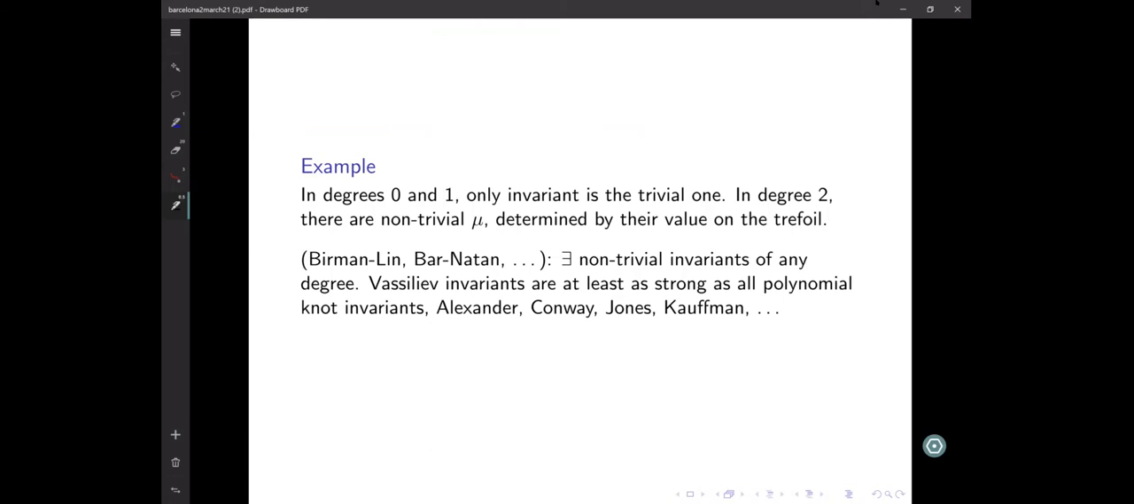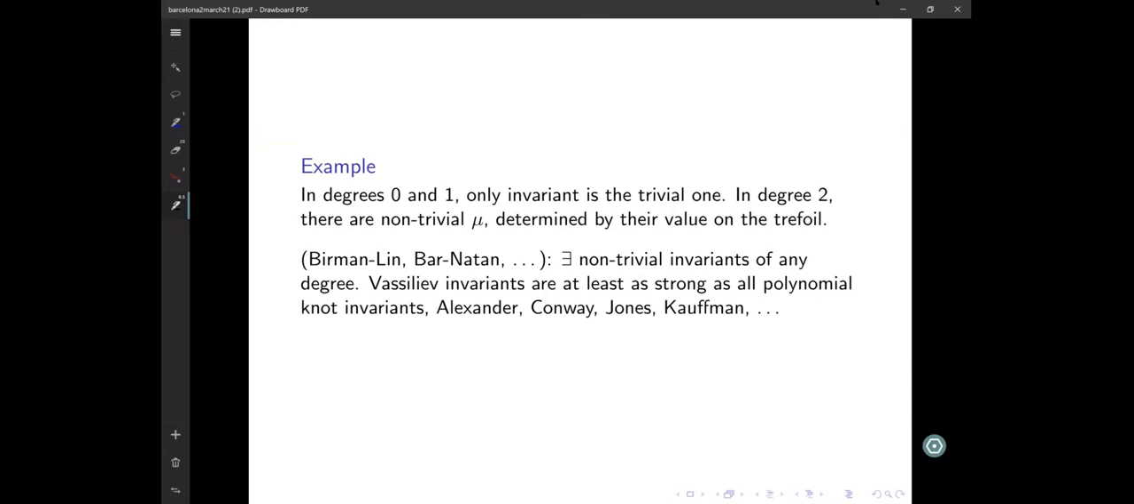So there are quite a lot of them, and in particular, all the non-polynomial knot invariants that people studied, all the quantum invariants, up to some substitution, the coefficients of these polynomials are Vassiliev invariants.